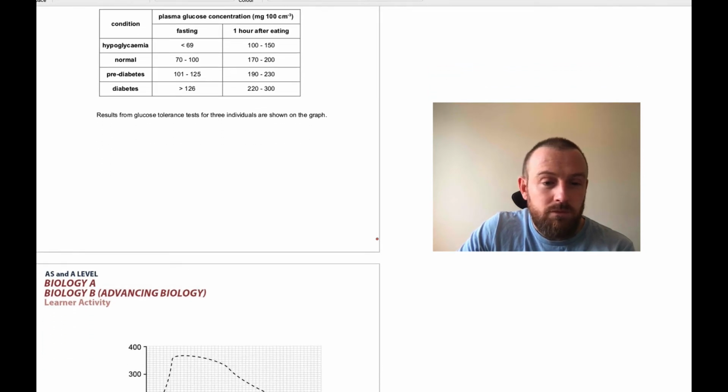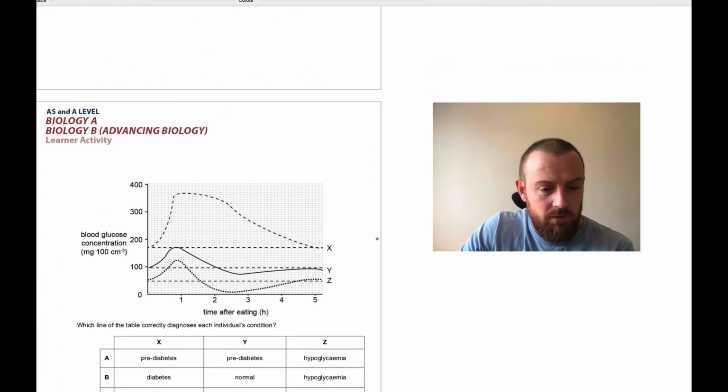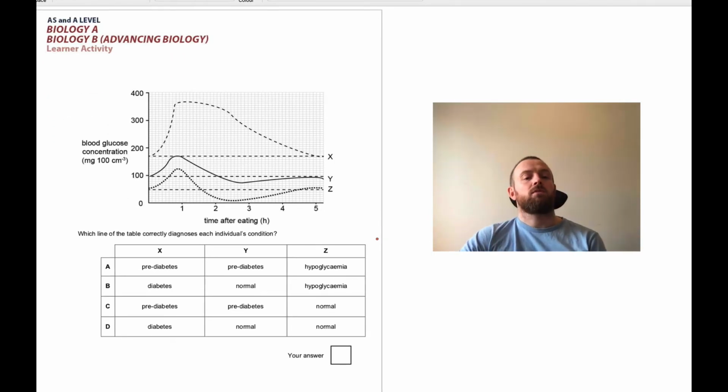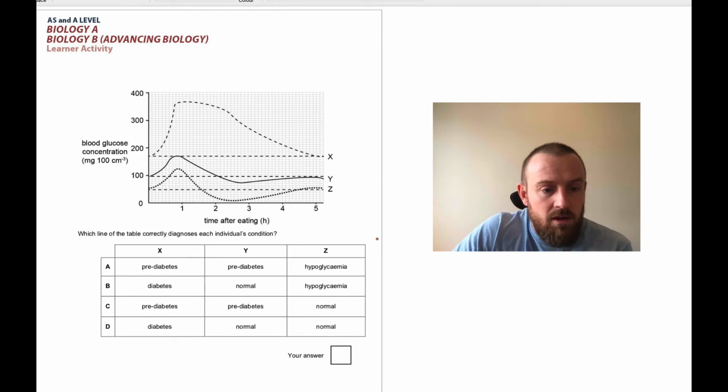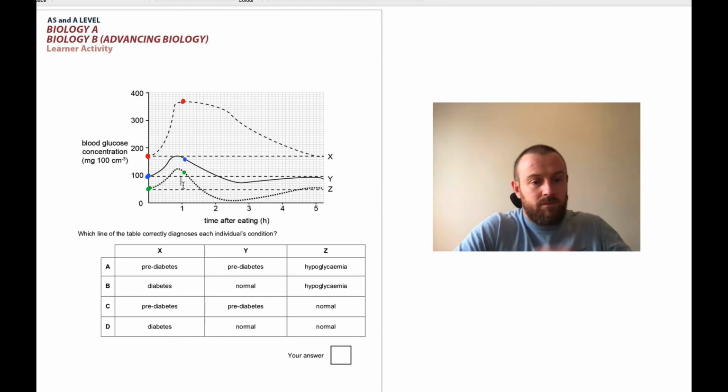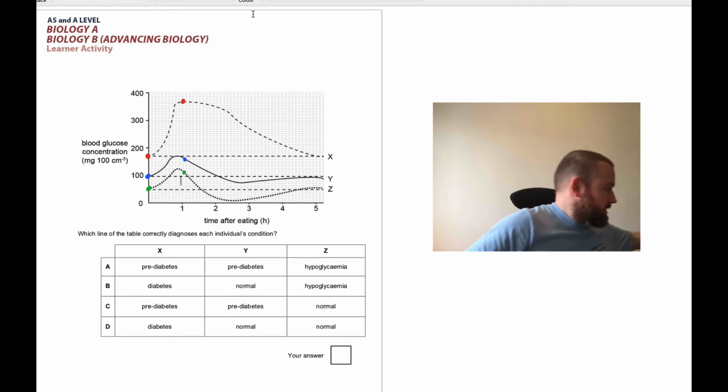So here are 3 individuals on the graph. We've got to diagnose these people. Okay. So let's diagnose X first of all. So remember, we need to look at the fasting and then the 1 hour after eating for each of these people. So I'm just going to do different colours. Fasting, 1 hour after eating, and fasting, 1 hour after eating.